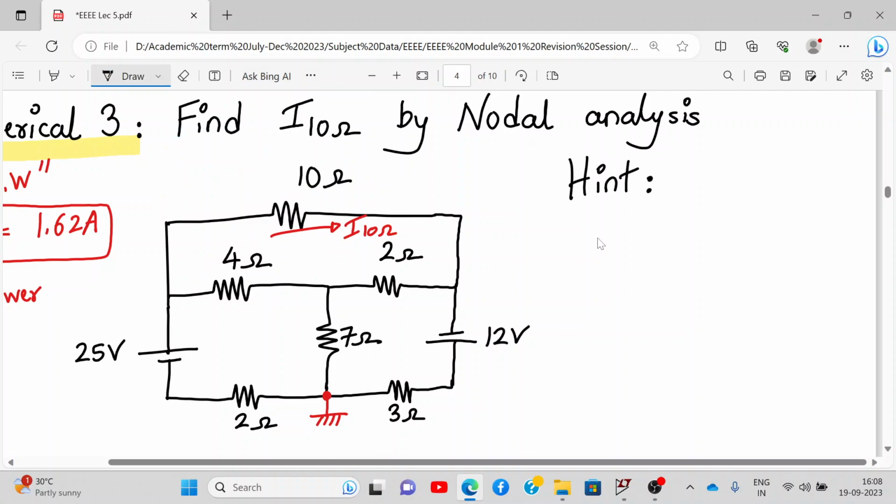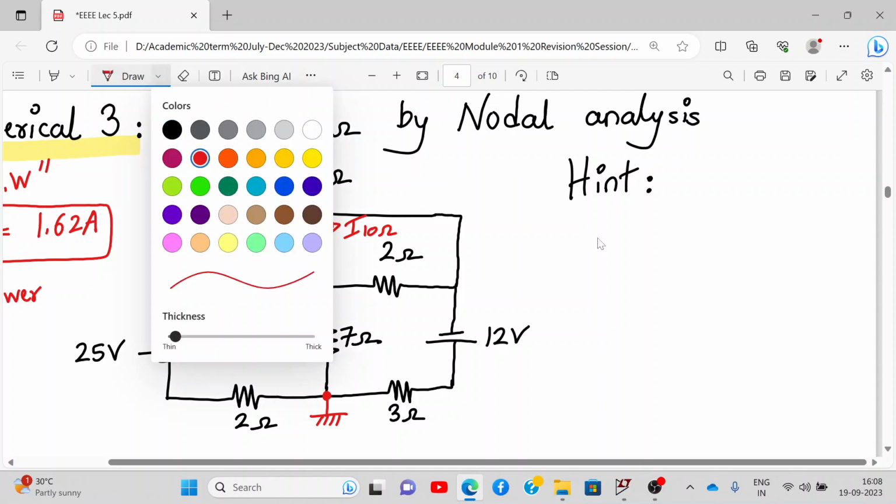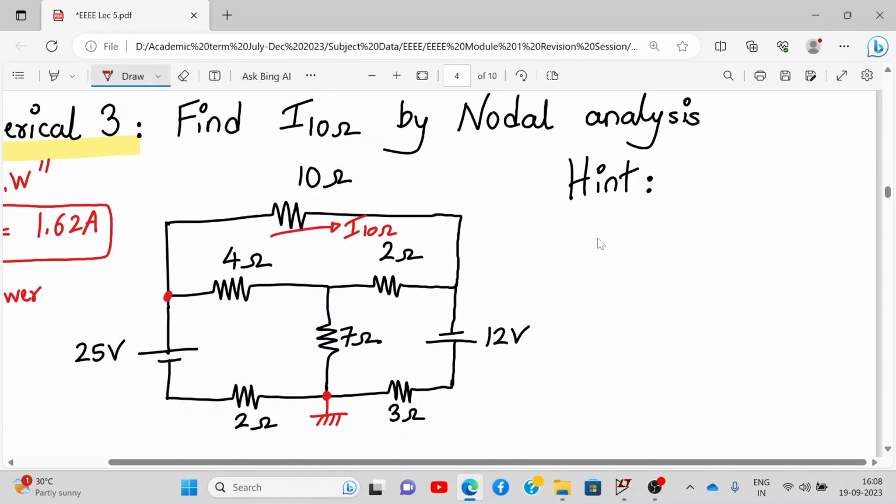First of all, identify the nodes. Here this is node number 1, this is node number 2, and this is node number 3. And this is my reference node. Now we have to be very careful in writing the equations.